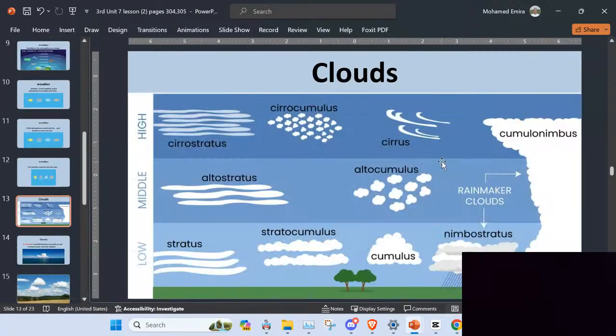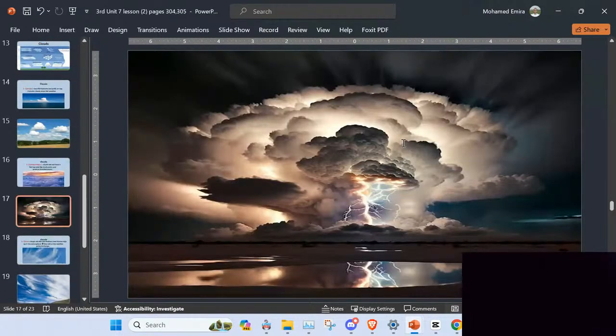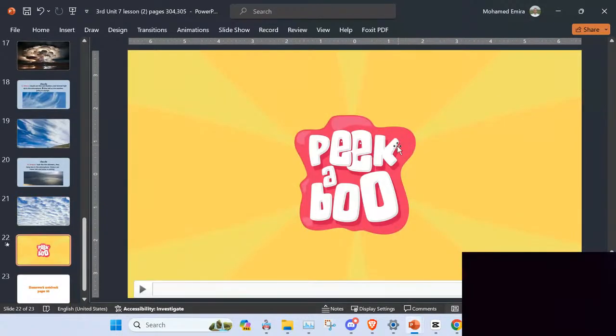Also, we focused on clouds. We have four clouds: stratus, cumulus, cumulonimbus, and cirrus. Okay, that's it for the first PowerPoint. I'll get back to the live and see if you have any questions.